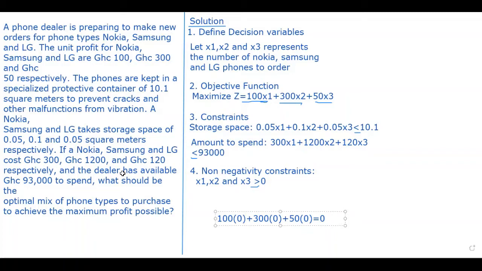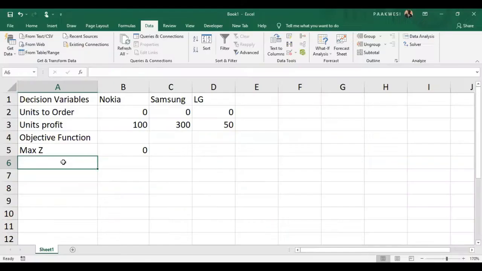Now that we are done with the definition of decision variables and knowing our objective function, what was the third one? Constraints. So we are moving on to the constraints.